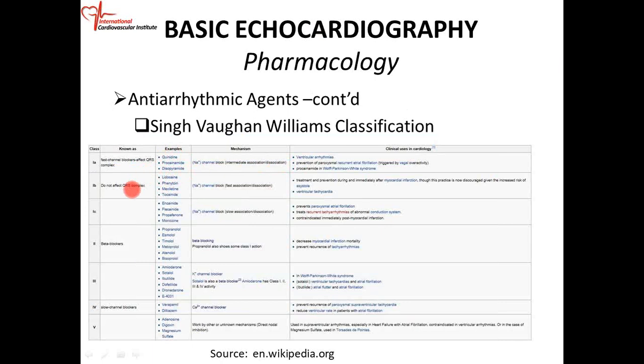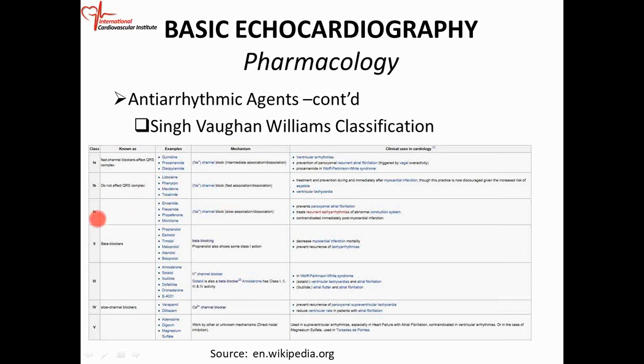So then your class 1B, the class 1B includes lidocaine, phenytoin, mexiletine, and tocainide. Okay, we don't use these medications much anymore. We used to use lidocaine quite extensively, and we used to use phenytoin to some extent. These medications are used in ventricular tachycardia as well. Okay, sodium channel blockers. Okay, so your 1B, lidocaine, phenytoin, mexiletine, and tocainide.